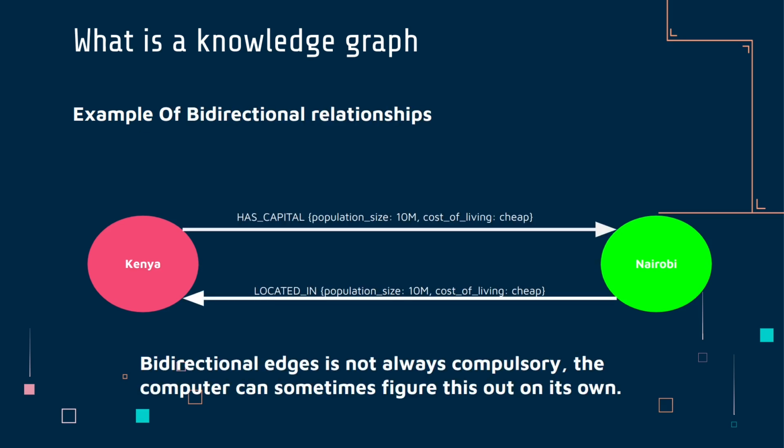So as I mentioned earlier on, the direction of the relationships, the direction of the arrows, is very, very important. So you can see Kenya has capital of Nairobi. Nairobi is located in Kenya, right? So that's one relationship. The direction is very important. You can't say that Kenya is located in Nairobi. No, you have to say Nairobi is located within Kenya, because Nairobi is a city within Kenya. Kenya is a country, and Nairobi is a city within that country, right? So the direction of the arrows is very, very important.